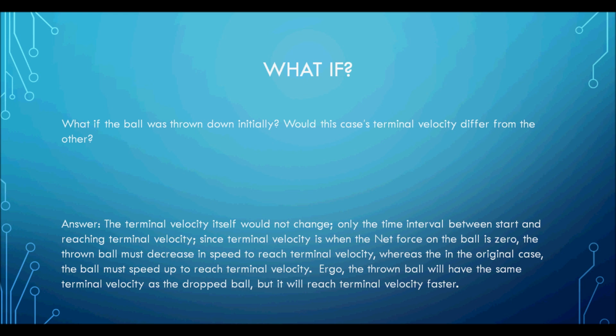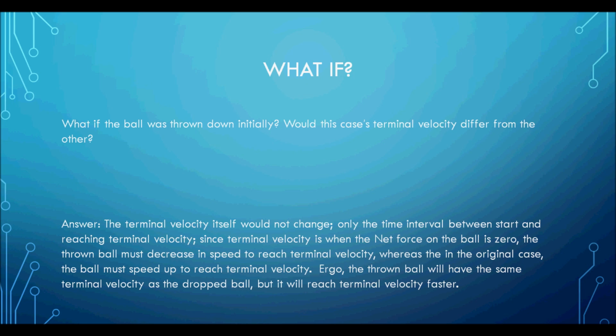What if the ball was initially thrown downward? Would the terminal velocity in this case differ from that of when the ball was dropped? Terminal velocity is when the net force acting on the ball is 0. The terminal velocity would be the same, but the time intervals would be different.